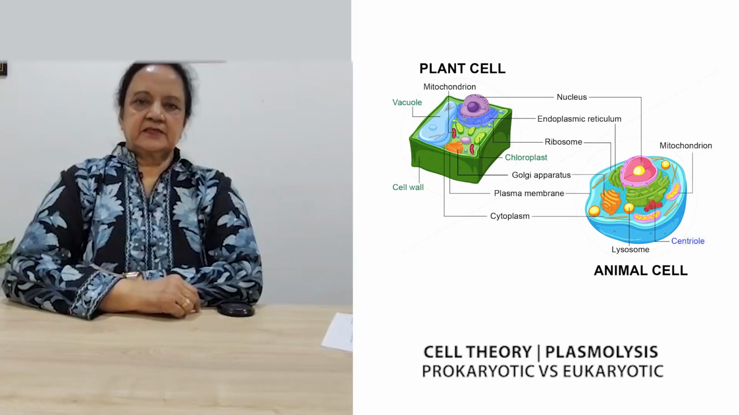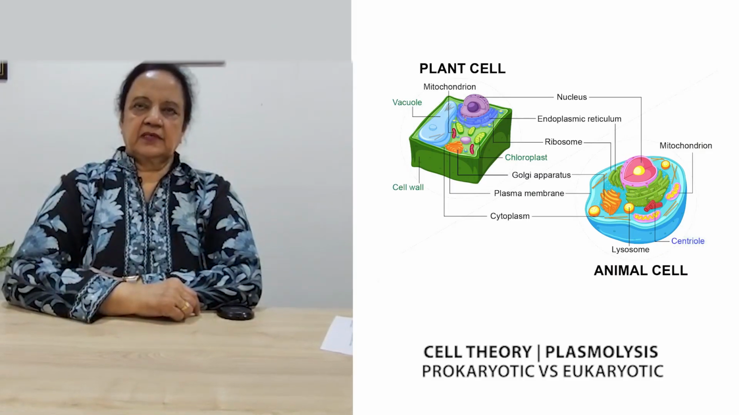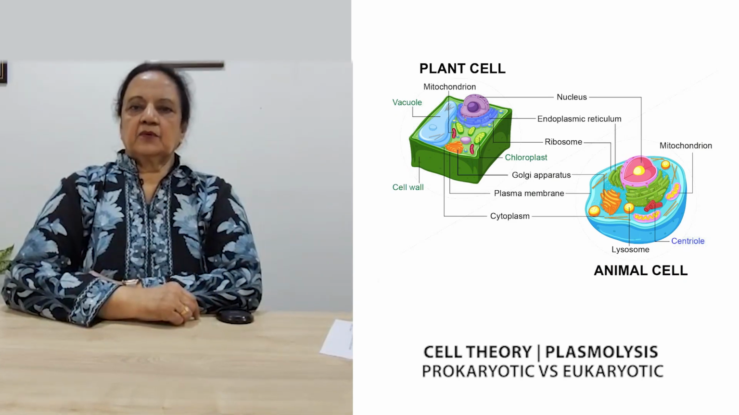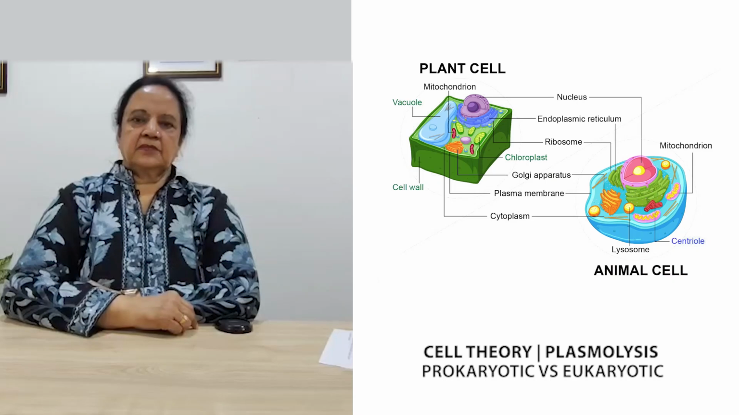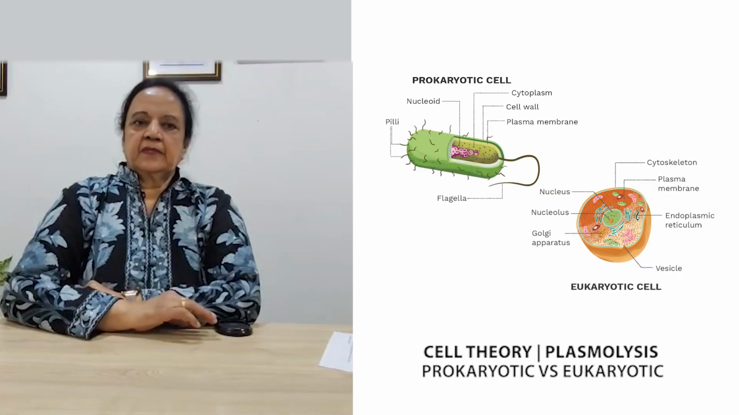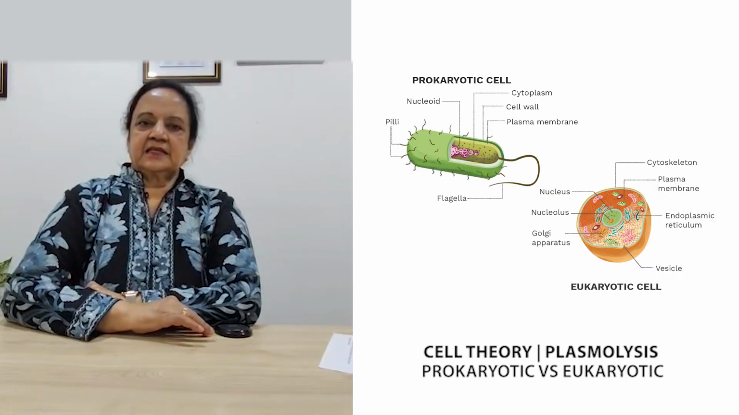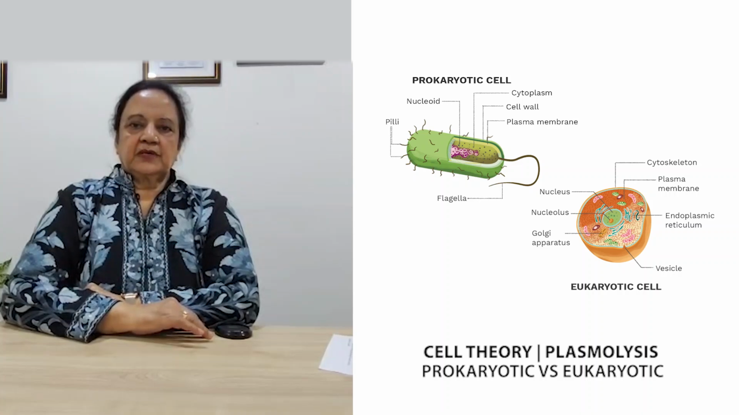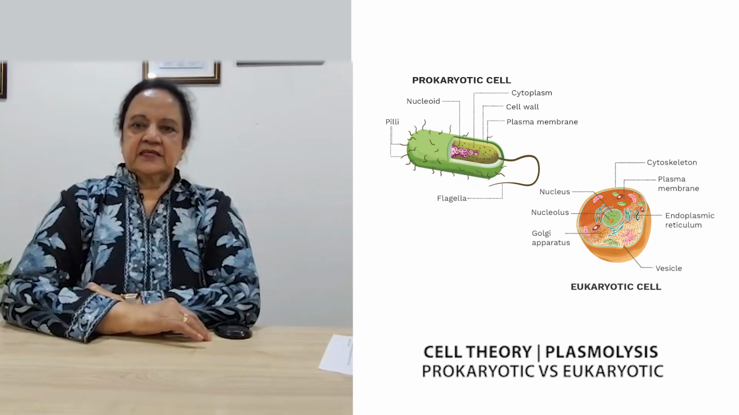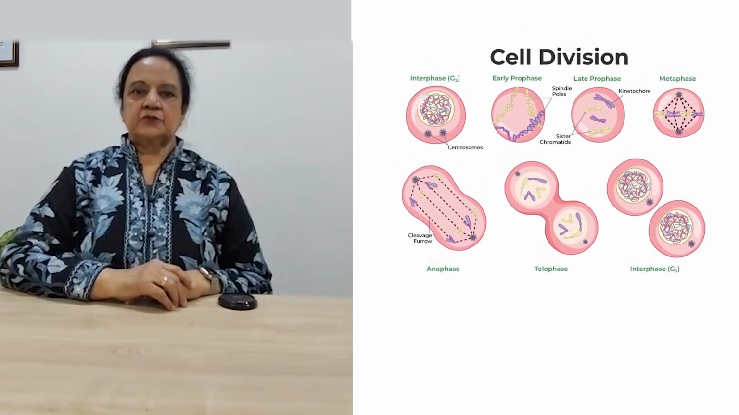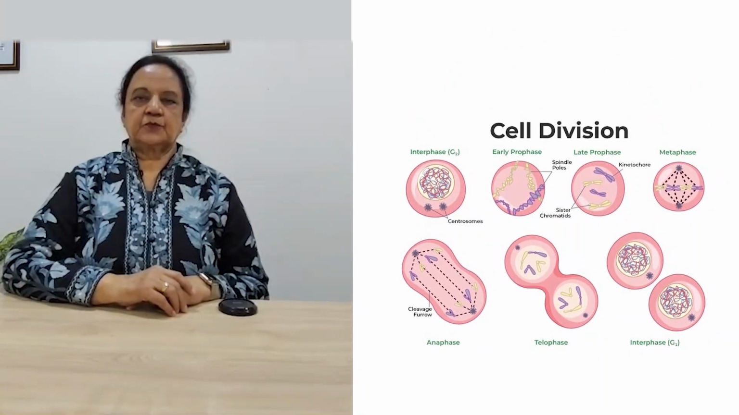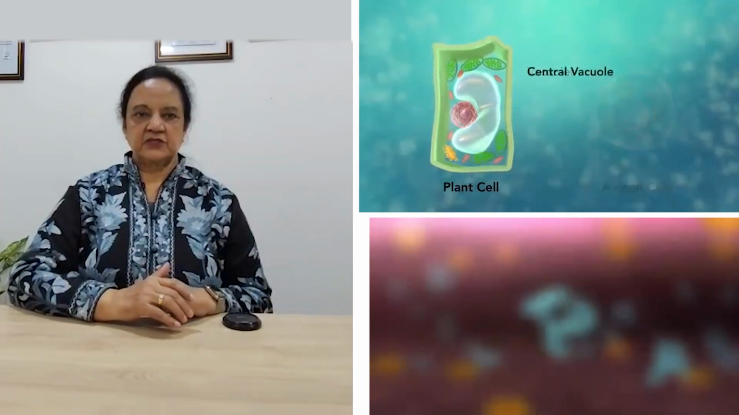Cell theory states that all living organisms are made up of cells, and cells arise from pre-existing cells. Prokaryotic cells lack a true nucleus while eukaryotic cells have a true nucleus. Cell divides to form new cells. This process is called cell division.